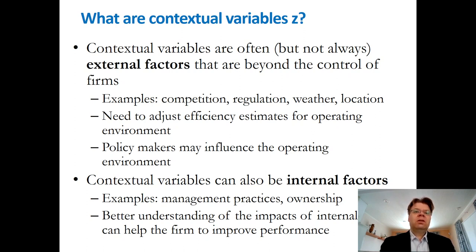So I want to emphasize that the contextual variables are not always just some kind of external factors that are beyond the control of the firms. Sometimes there can be internal factors that are actually controlled by the firms. And this can be a very fascinating area if we can help to open up the black box of inefficiency and shed light on what kind of practices actually lead to better performance. This can, of course, have direct relevance to management to improve performance and improve efficiency or productivity if we have some evidence that certain practices or ownership structure can help to improve performance. So that can be even more interesting from the managerial point of view than controlling for the external factors.